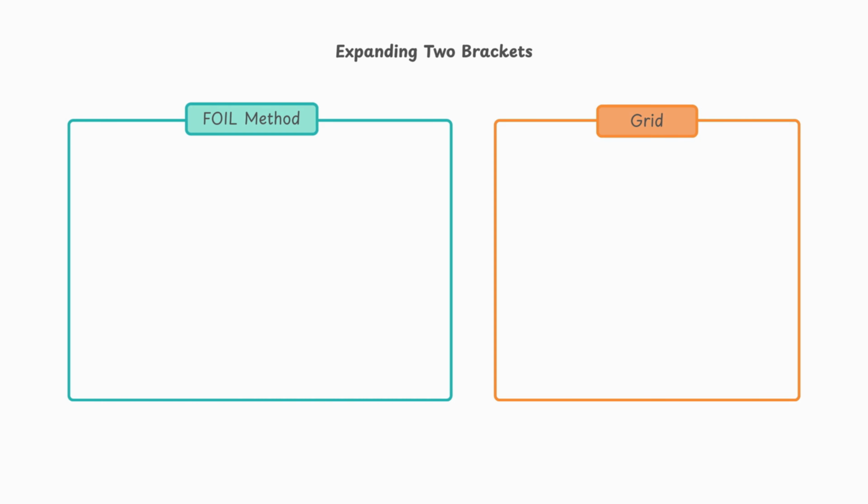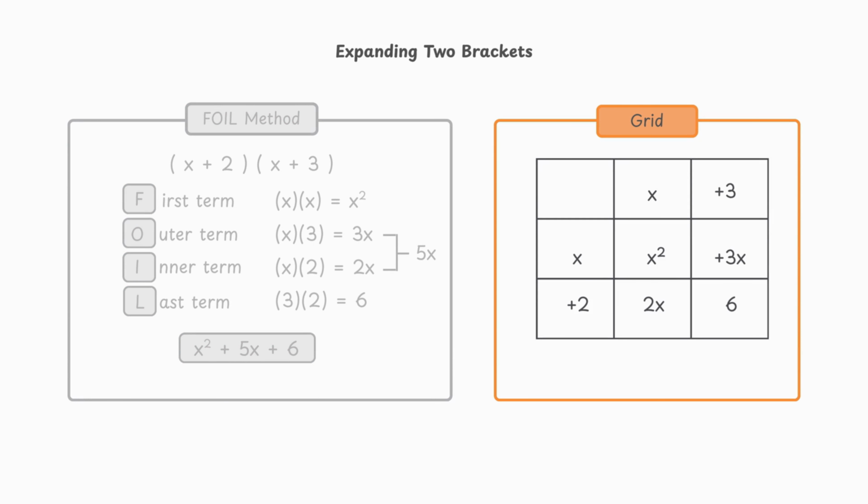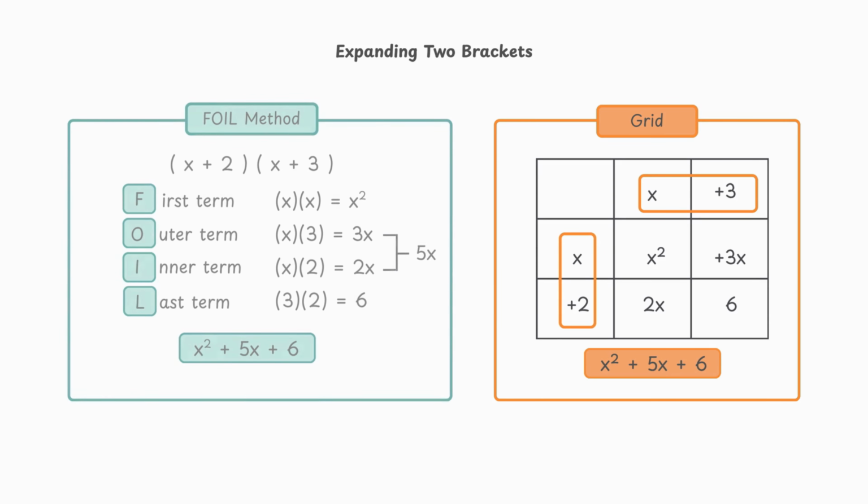To expand two brackets, there are two common methods we can use. The first method is called the FOIL method. FOIL stands for first, outer, inner, and last, which helps us remember the order of multiplying the terms in the brackets. The second method is the grid method. This method uses a simple table or grid to organize the multiplication of each term from one bracket with each term from the other bracket. Both methods follow the same idea. Every term in the first bracket must be multiplied by every term in the second bracket.